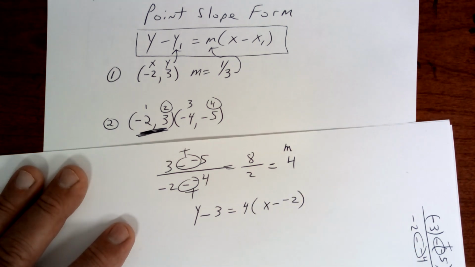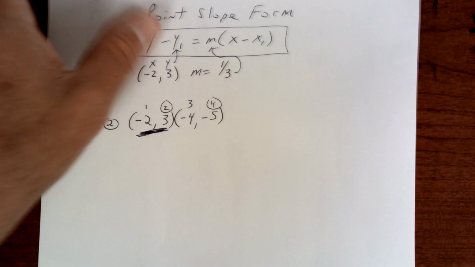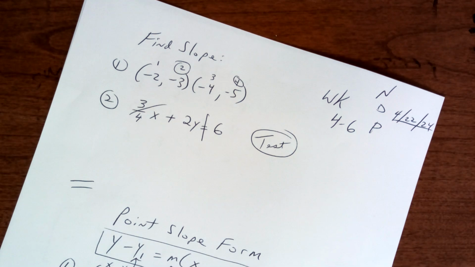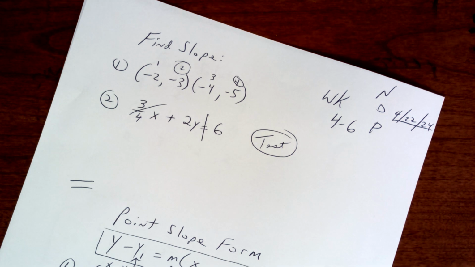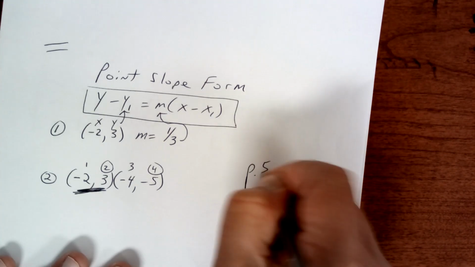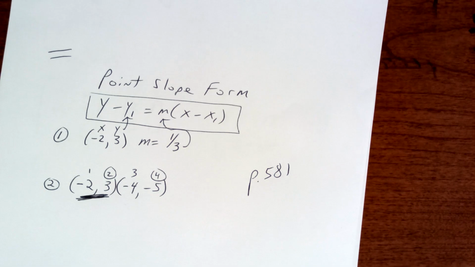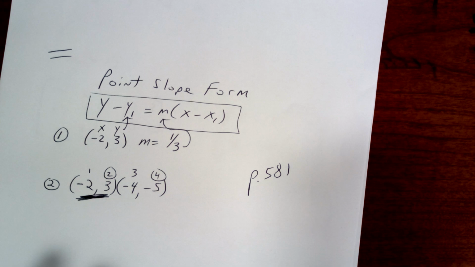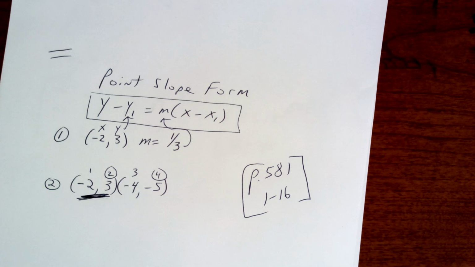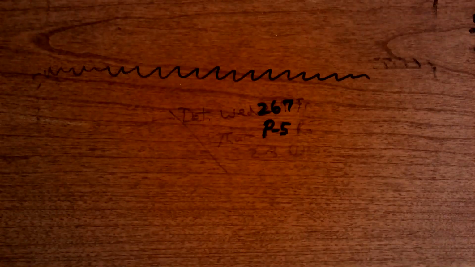We're going to probably watch a little short video on point slope formula, but there it is. And today's work is going to be page 581, numbers 1 through 16. Okay? All right, let's talk about now college algebra.